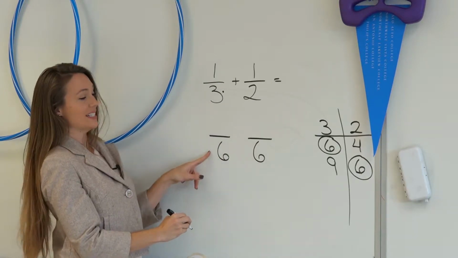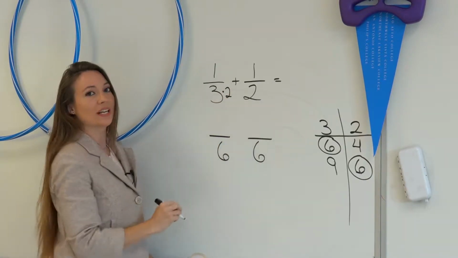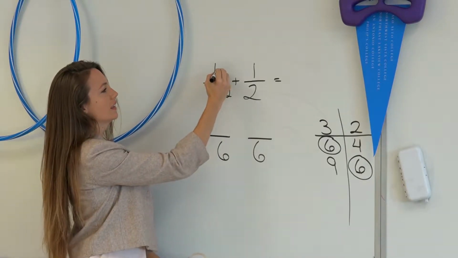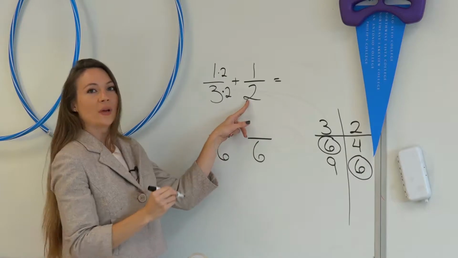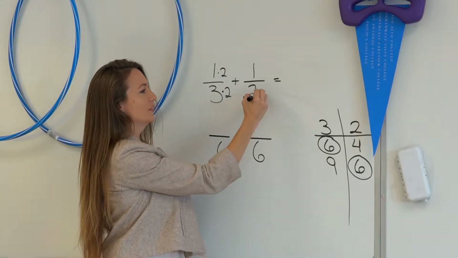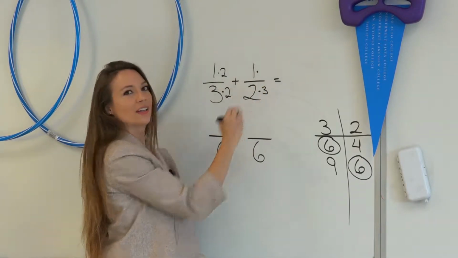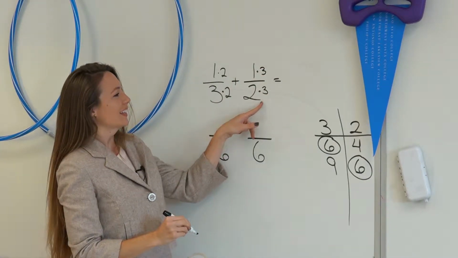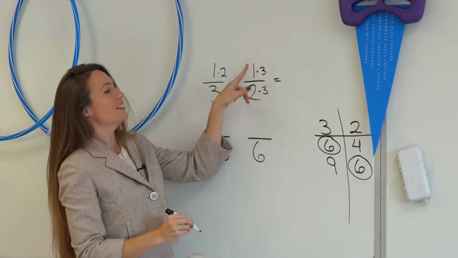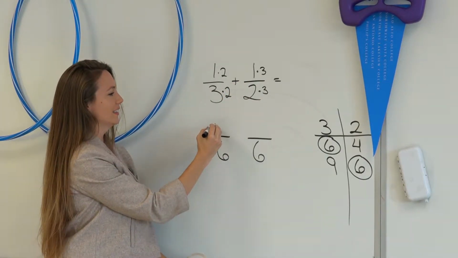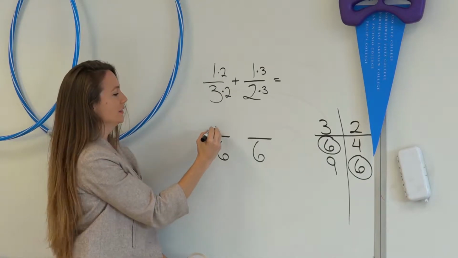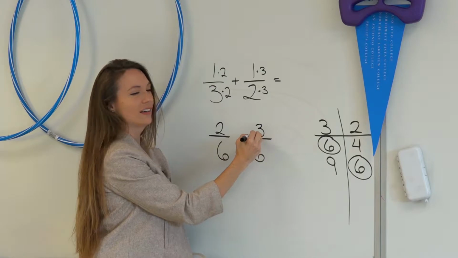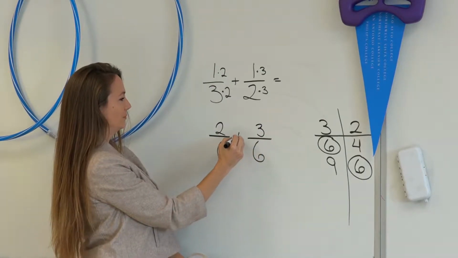How do I get from 3 to 6? Multiply by 2. What I do to one side of the divisor, I always do to the other. How do we get from 2 to 6? Very good, Angelina. Multiply by 3. What I do to one side of the divisor, I do to the other. 2 times 1, 2. 3 times 1, RJ said it, 3.